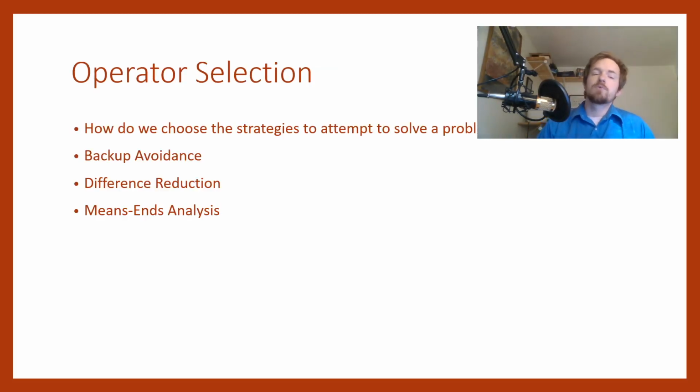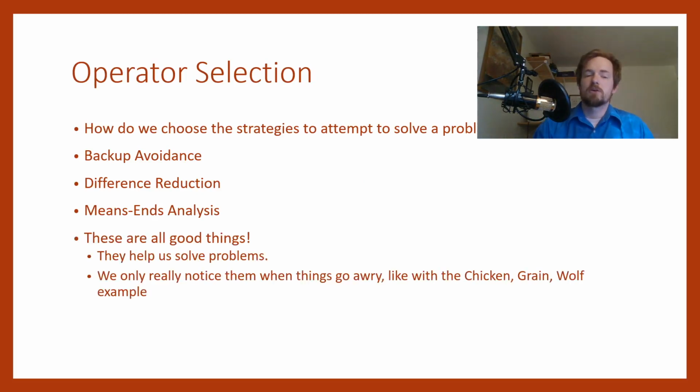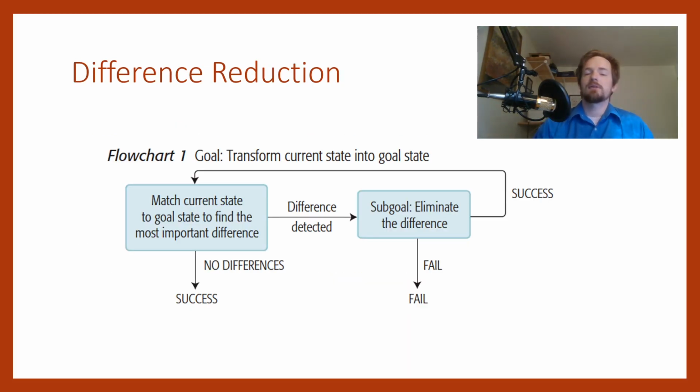All right, so how do we choose these strategies that help us solve a problem? Here's this nifty little graph that shows you difference reduction. What we're trying to do here is get from our current state to the goal state. So let's say that we're starting out, we are trying to eliminate the difference between these states, and if we can't do it, then we've failed, and then we give up.